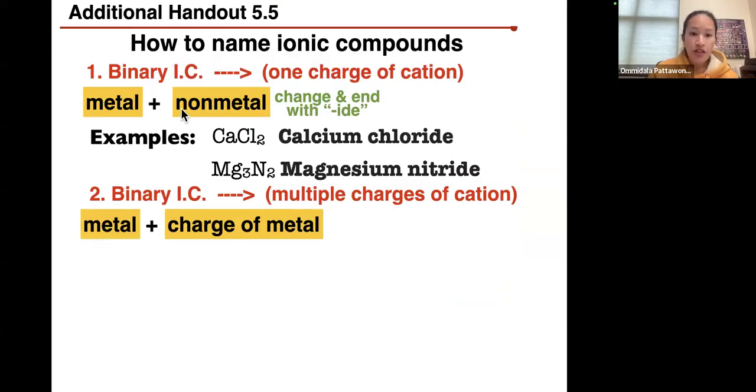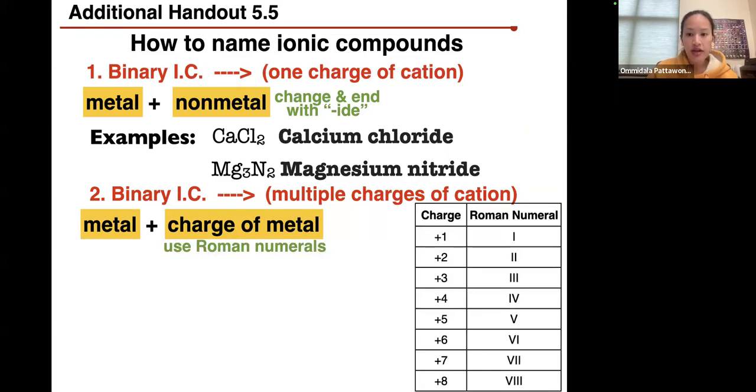Okay, so for the first one, we do not need to include the charges because we know the charges based on their location on the periodic table. But for the ones where we don't know the charges, we need to specify them by using Roman numerals. Okay, so these are the Roman numerals. For example, if it's iron 2+, we specify with the II here. If it's 3+, then we specify with III.